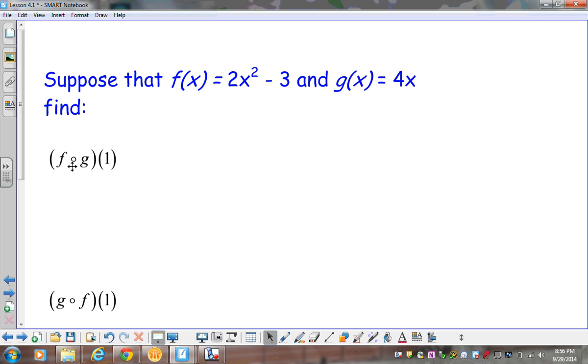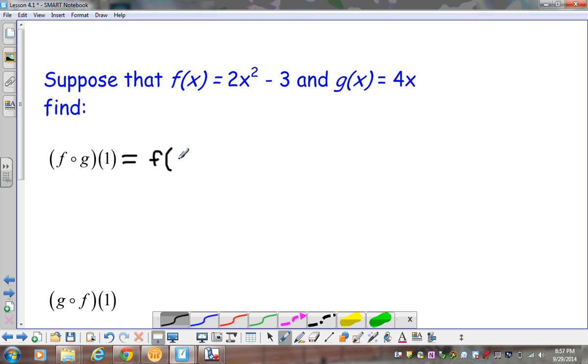So let's look at this first one. The first thing we're doing is f of g of 1. To write this another way, it might be a little bit easier to see. You have to excuse my handwriting, I'm using the mouse right here. So this is another way we could write it: f of g of 1. We kind of have two things going on here.